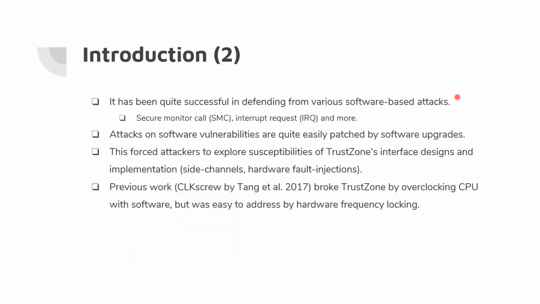So this TrustZone has been proven useful defending against various software-based attacks, which were easily patched by software upgrades. But what it did is it also forced attackers to be more creative and look for other attack vectors, for example, side channel attacks and hardware fault injections. Previous work by Tang et al. introduced the clock screw attack, which broke TrustZone by overclocking the CPU with software. But it was easily patched. It was easy to address this vulnerability because you can always lock the hardware frequency.